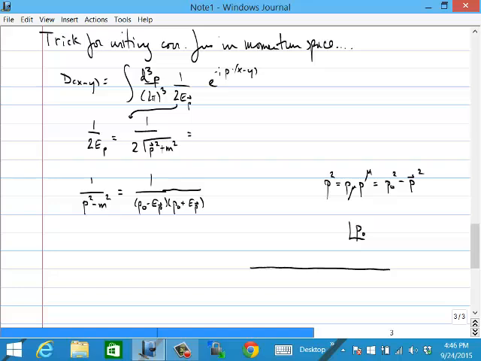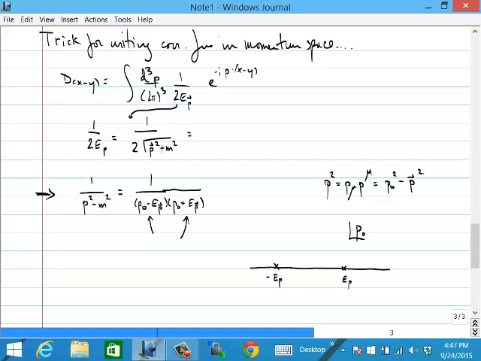And it's a function with two poles. It's got one pole at minus Ep and another pole at plus Ep. Right? That's why I wrote 1 over p squared minus m squared in this form. It has two poles, one at p0 equals Ep, where this term diverges, and one at p0 equals minus Ep, where this term diverges.